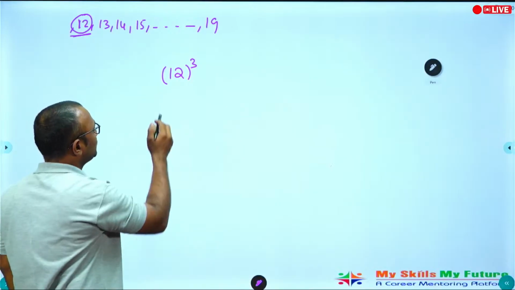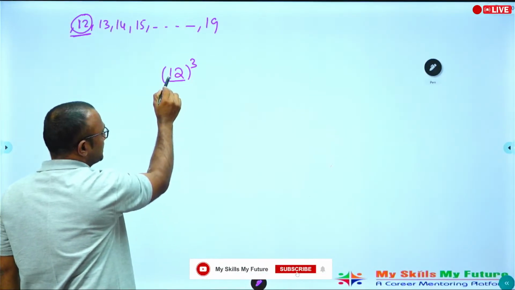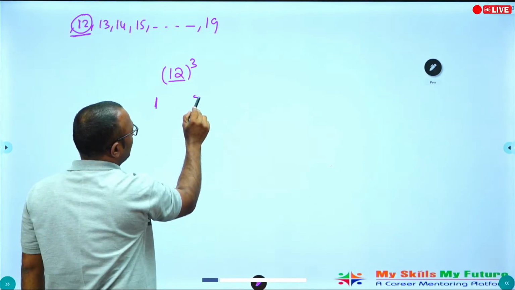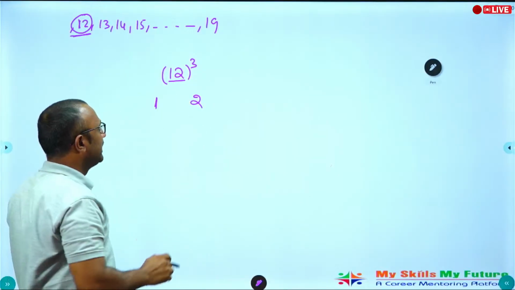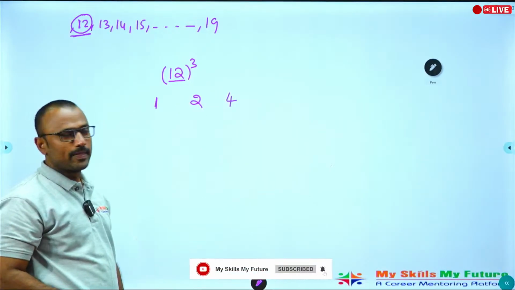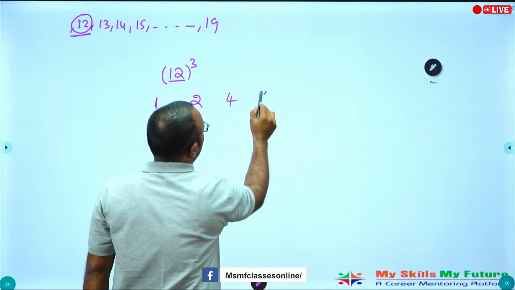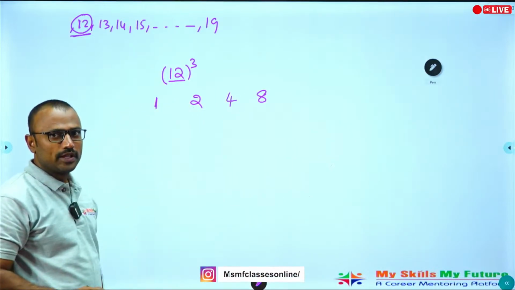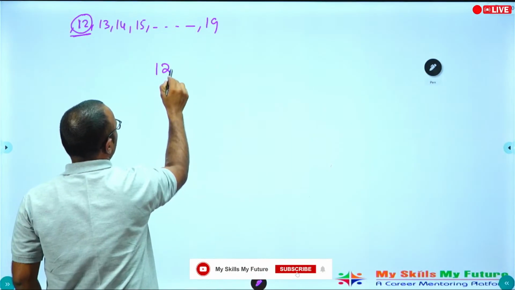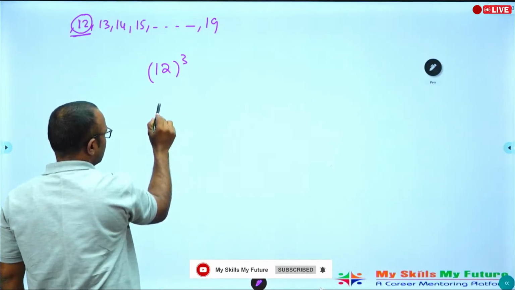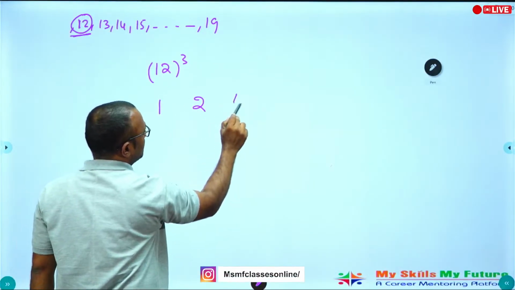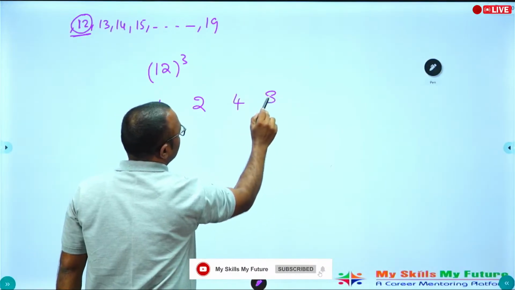Take the first digit of 12, which is 1. Then write 2 as it is. Then write 2 square; 2 square is 4. Then write 2 cube; 2 cube is 8. One more time: 12 cube, 12 is a number starting with 1. Just write 1 as it is and 2 as it is. 2 square is 4, 2 cube is 8.